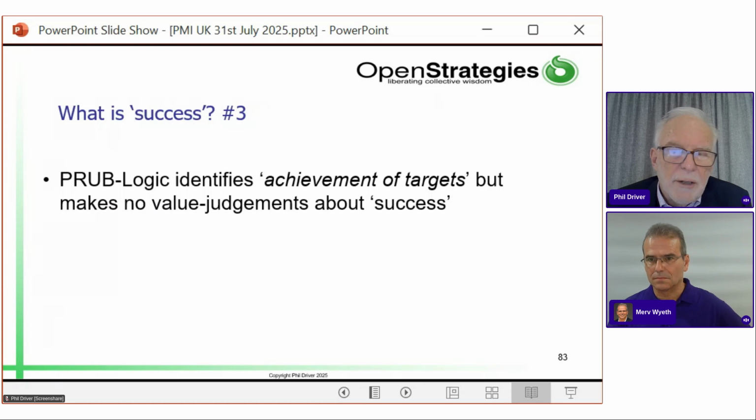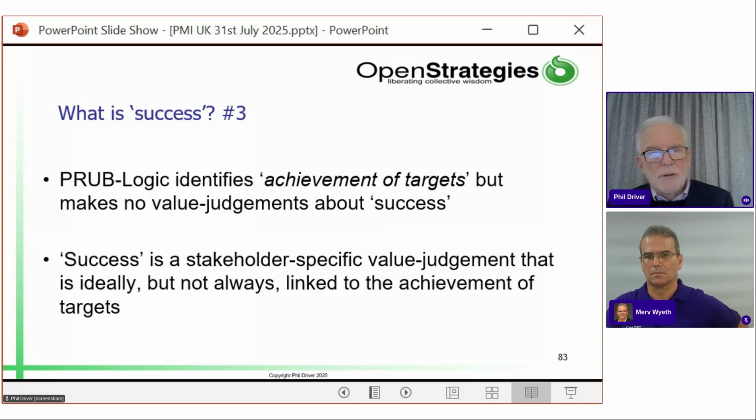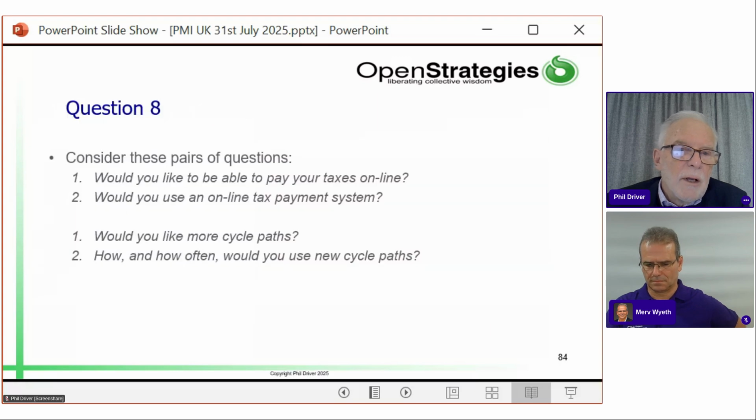So logic objectively identifies the achievement of targets. It must make a value judgment about success. Success is a stakeholder-specific value judgment. It is ideally, not always, linked to the achievement of targets. And whether we like it or not, we just simply have to accept that. It's awkward, but it's true.